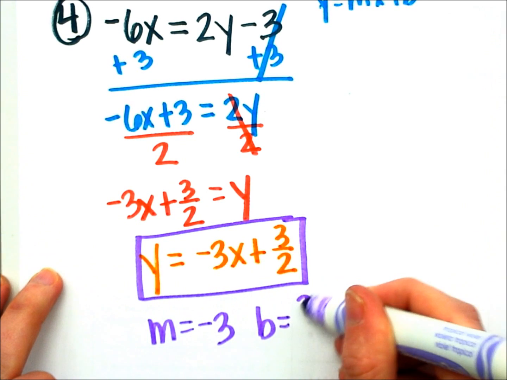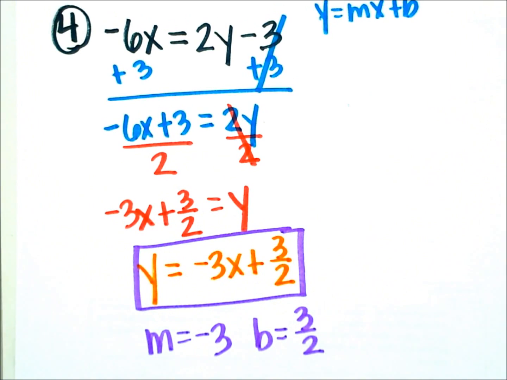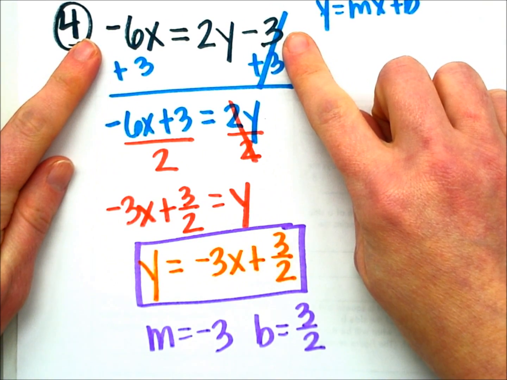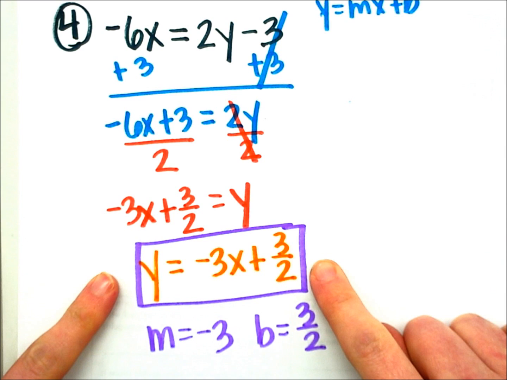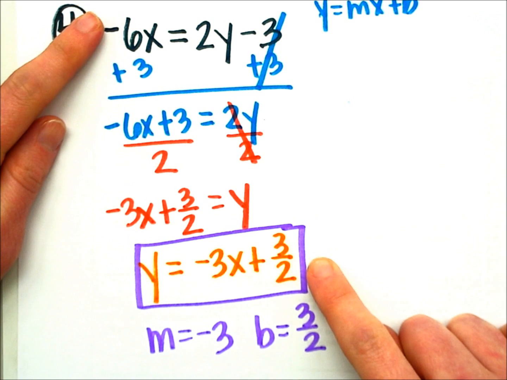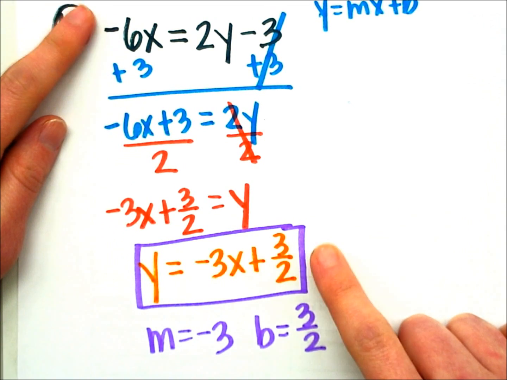The y-intercept is 3/2. It's important to note that if I were to graph this equation, negative 6x equals 2y minus 3, on a coordinate grid, and then graph this same equation, y equals negative 3x plus 3 over 2, on a coordinate grid, they're going to be the same line. These are just two different ways to express the equation for the line.